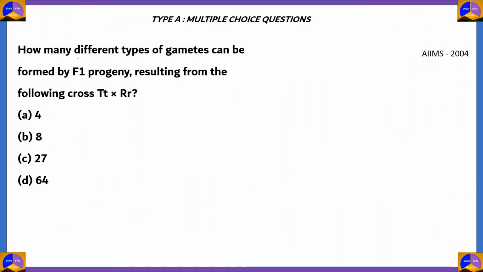Next question. How many different types of gametes can be formed by the F1 progeny, resulting from the following cross, TT cross RR?